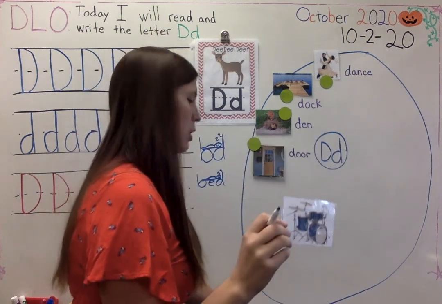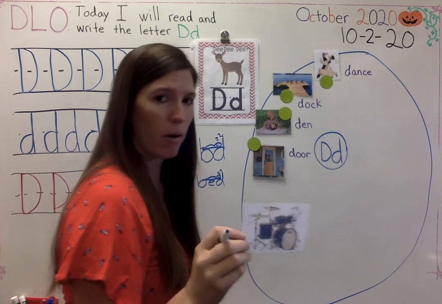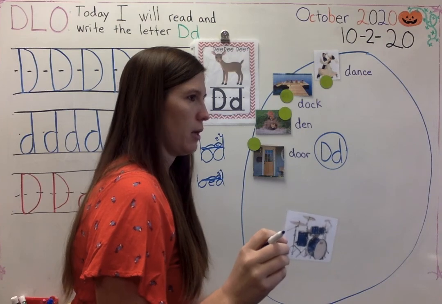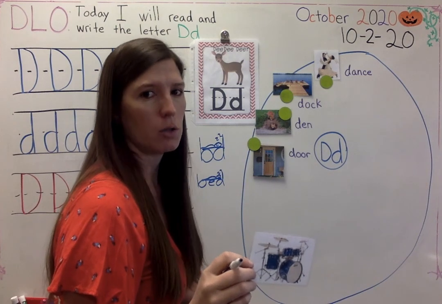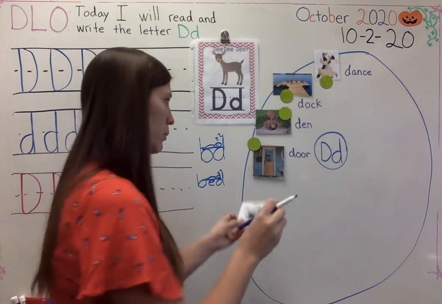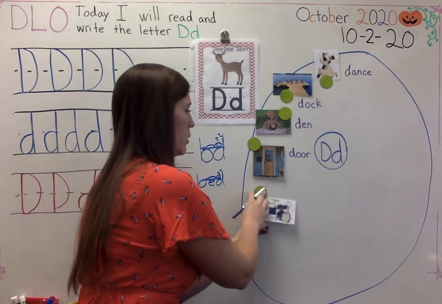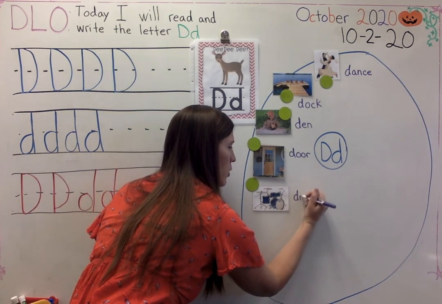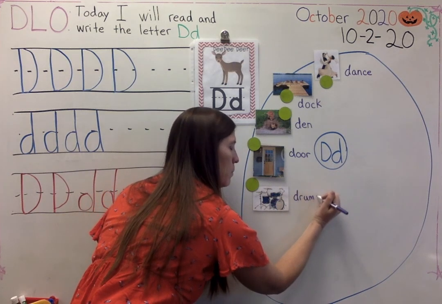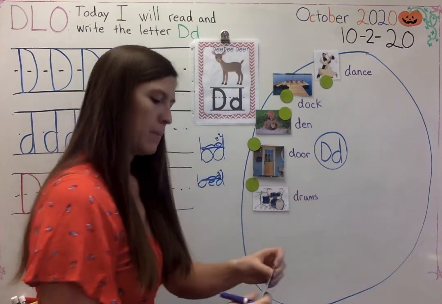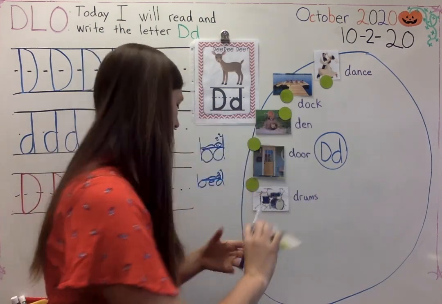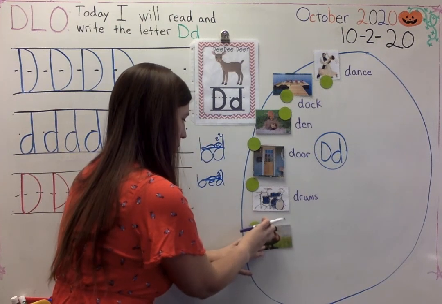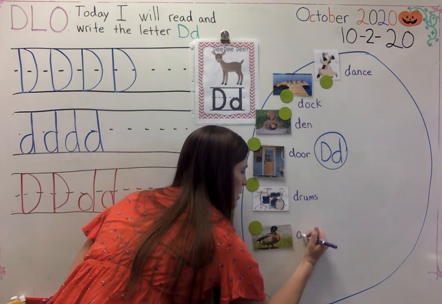Some of you might play the drums. Now this one is a little tricky because it's an R blend, D-R, and sometimes it sounds like trums. Some people say trums, but it's drums, drums. D, D. So we'll learn about R blends later. Drums. What's this little critter? Duck. D, D, duck.